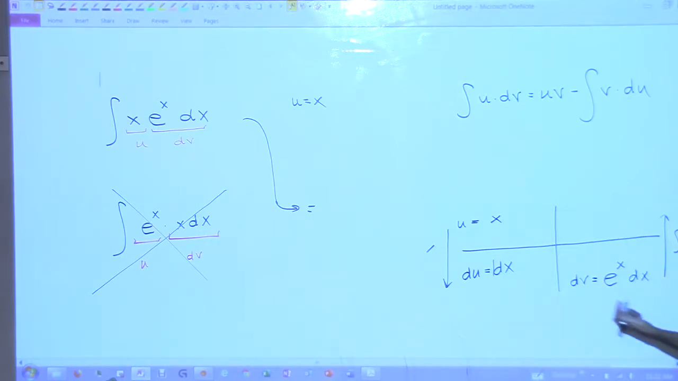So if I integrate, what's the antiderivative of dv? It should take me back to v, right? And the antiderivative of e to the x dx should just be e to the x. Now don't worry about the plus c. We're going to throw a plus c at the end of the final answer anyway because we're finding an antiderivative. Do y'all understand this little table?